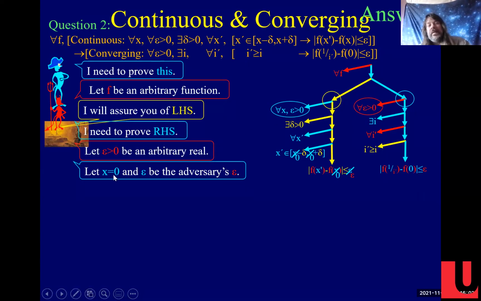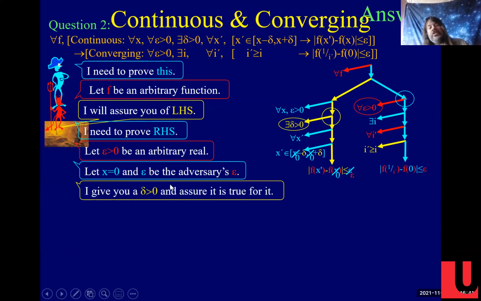Well, I think at some point I hinted that you didn't need it to be continuous everywhere. You only needed it to be continuous at 0, because that's where we're getting close to, right? So that hint tells you to plug in x is 0, because we don't care that it's continuous everywhere. We want it continuous at 0. So we set x equal to 0. And what do we set our epsilon to be? Well, we get our epsilon from the other adversary.